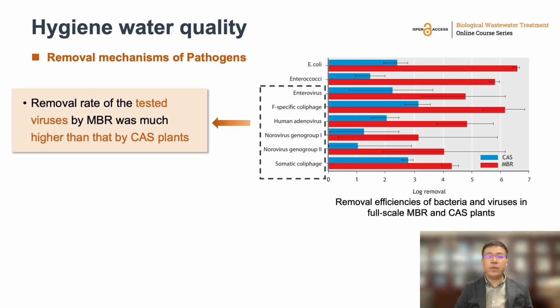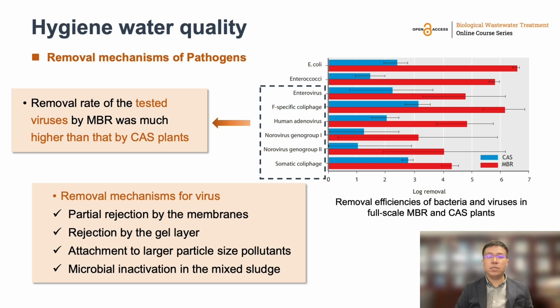As shown in the right figure, the full-scale MBRs achieve a 3 to 6 log removal of the tested viruses, which are much higher than the conventional activated sludge plants. The conventional activated sludge plants only achieve a 1 to 3 log removal. The removal mechanisms of viruses are complicated and have not yet been fully understood. There are several explanations in the literature.